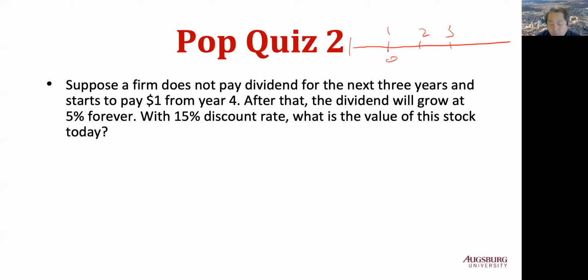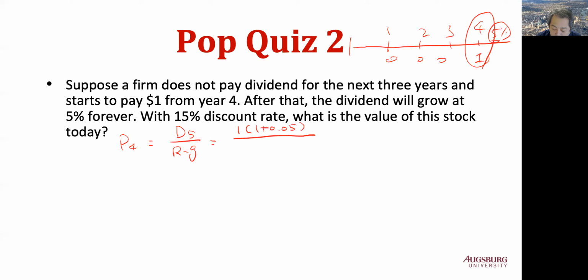No dividend for 3 years, and then start to pay dividend in the 4th year, and then 5% increases. So year 4 is the first timing that starts to behave like the constant growth model. So we can get P4 using D5 divided by R minus G. And D5 is $1 times 1 plus growth rate 5%, divided by R, which is 15%, minus G, which is 5%, so $10.50.